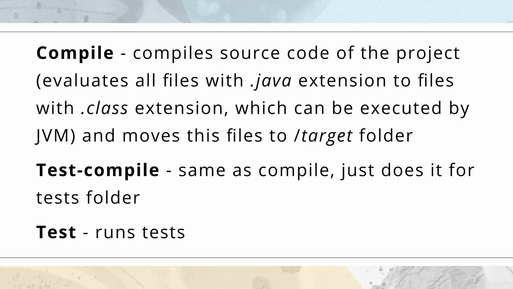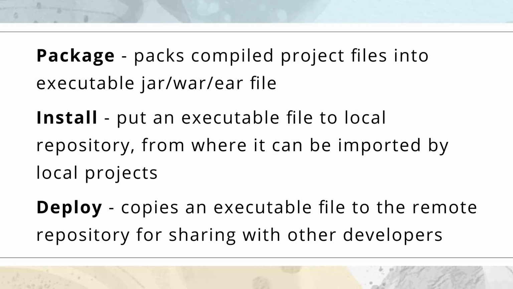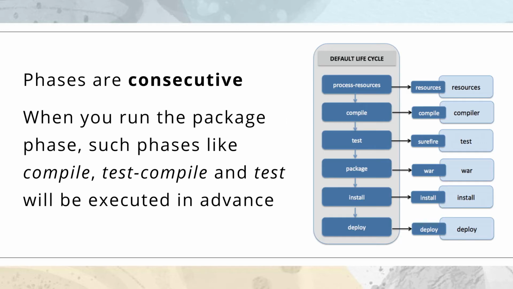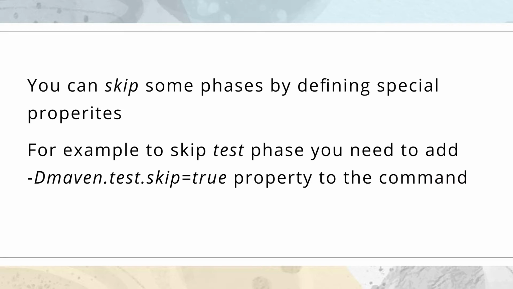Test compile. It is the same as compile, just done for the tests folder. Next, test. It runs tests. Package packs compiled project files into an executable jar or war file. Install puts an executable file to the local repository from where it can be imported by local projects. And deploy copies an executable file to the remote repository for sharing with other developers. These phases are consecutive. When you run, for example, the package phase, phases like compile and test will be executed in advance.